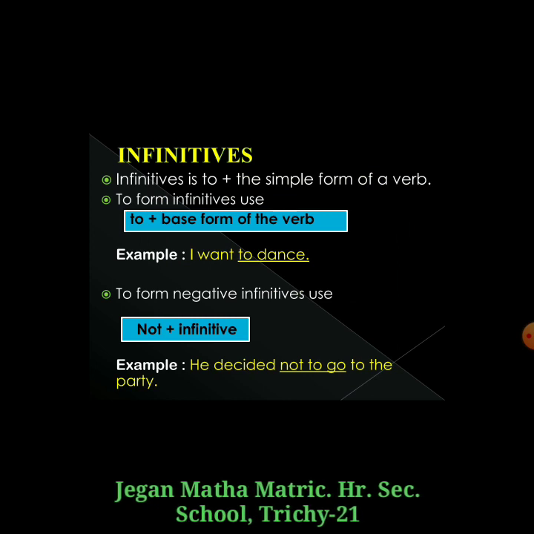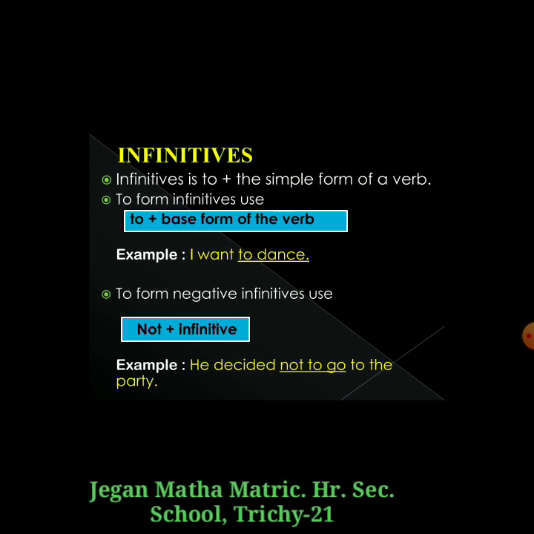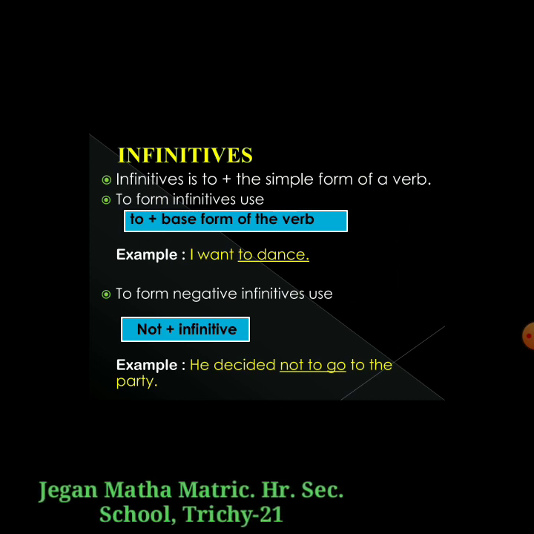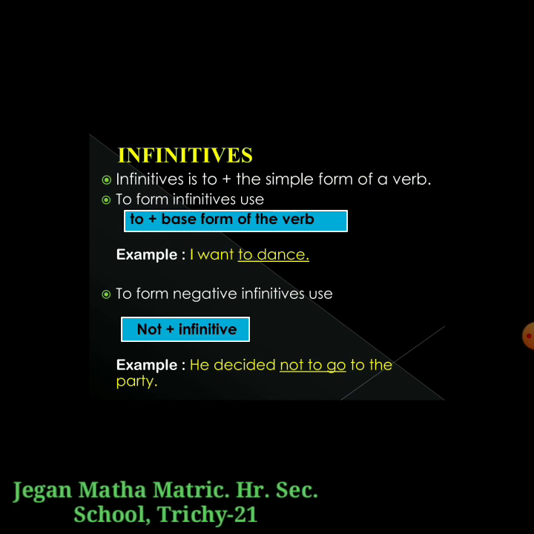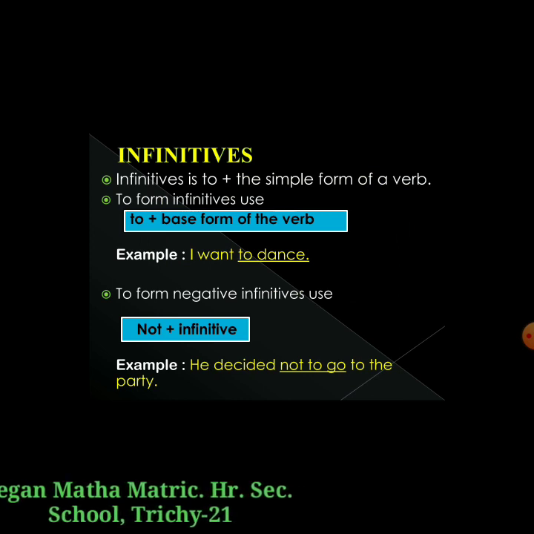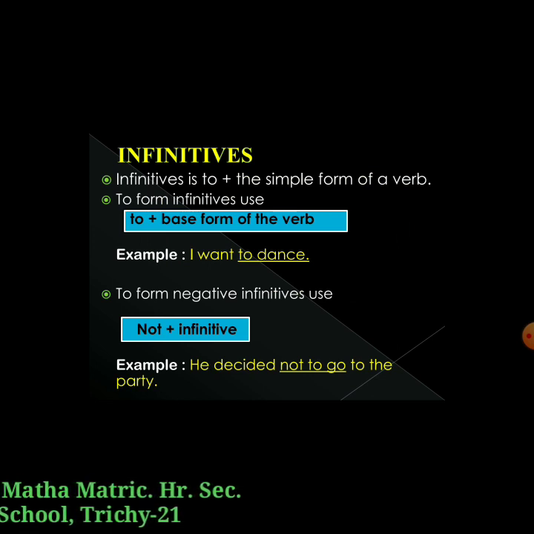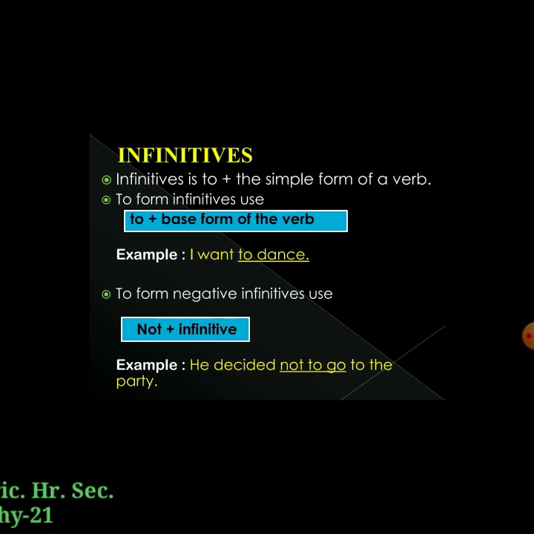Next, infinitive. An infinitive is to plus the simple form of a verb. What is the simple form of a verb? The simple present tense, the first form of the verb. To form an infinitive, use to plus the base form of the verb. For example, I want to dance. Before that simple form of the verb, we have to use to. So it is called an infinitive. I want to dance. To dance is an infinitive.